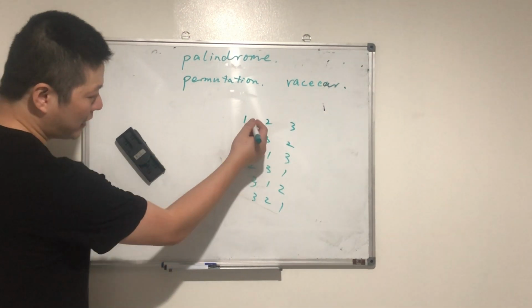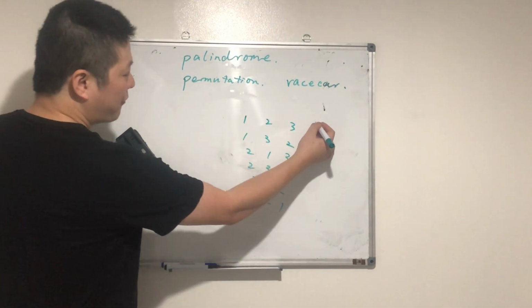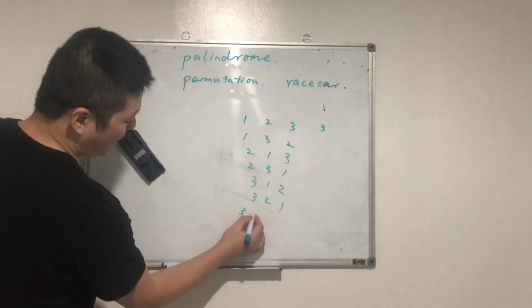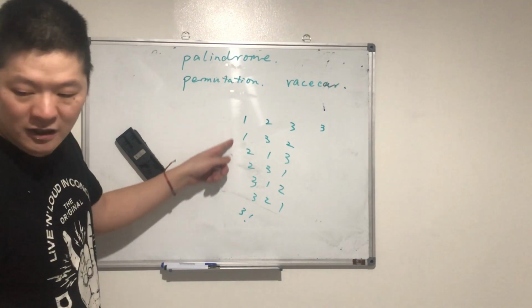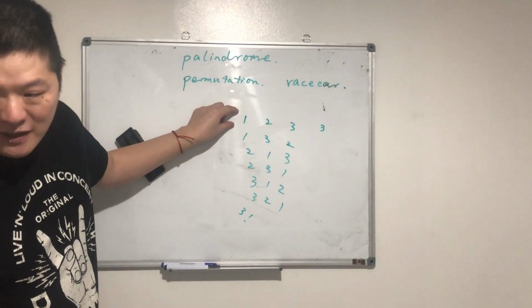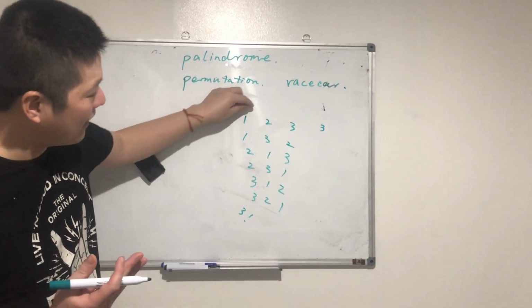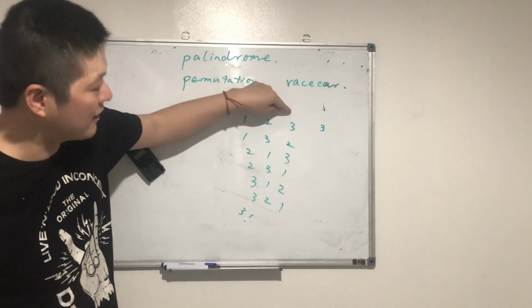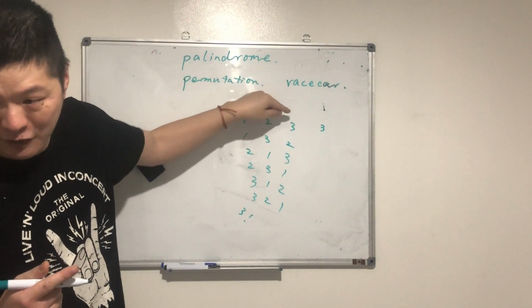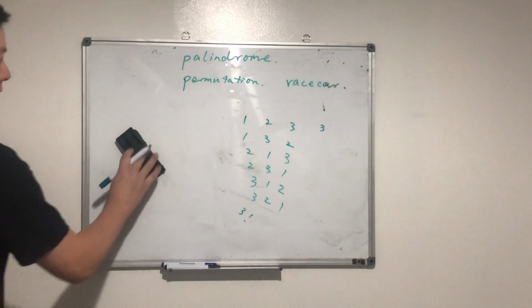Remember how many permutations? If there are three characters, there will be 3 factorial. Because the first place you can place 3 possible characters, the second you can have 2 choices, and the third you have 1 choice. 3 times 2 times 1. Got it? Permutation, yeah.